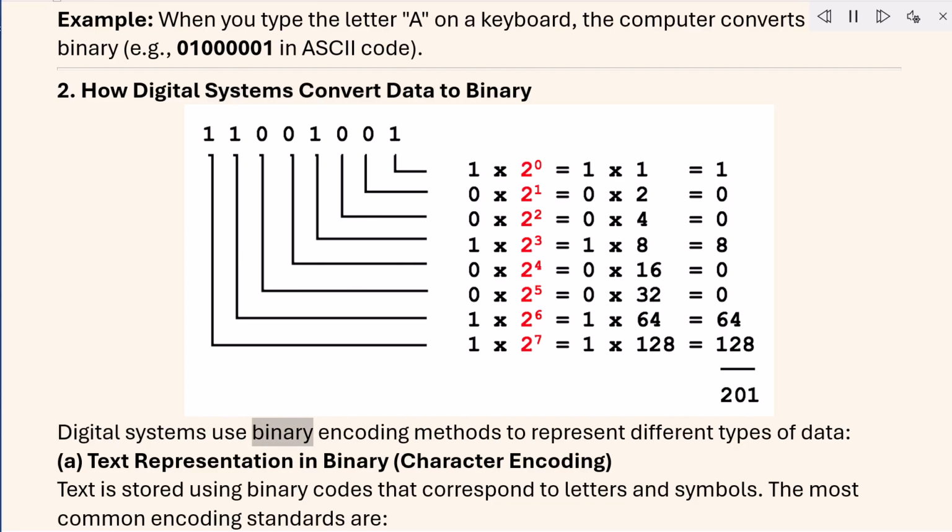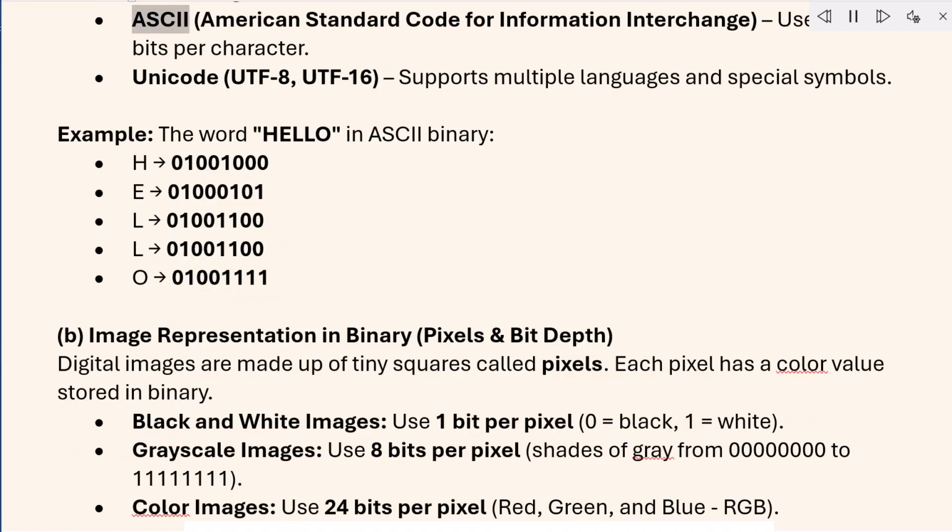2. How digital systems convert data to binary. Digital systems use binary encoding methods to represent different types of data. A. Text representation in binary, character encoding. Text is stored using binary codes that correspond to letters and symbols. The most common encoding standards are ASCII, American Standard Code for Information Interchange, which uses 7 or 8 bits per character, and Unicode, UTF-8, UTF-16, which supports multiple languages and special symbols.